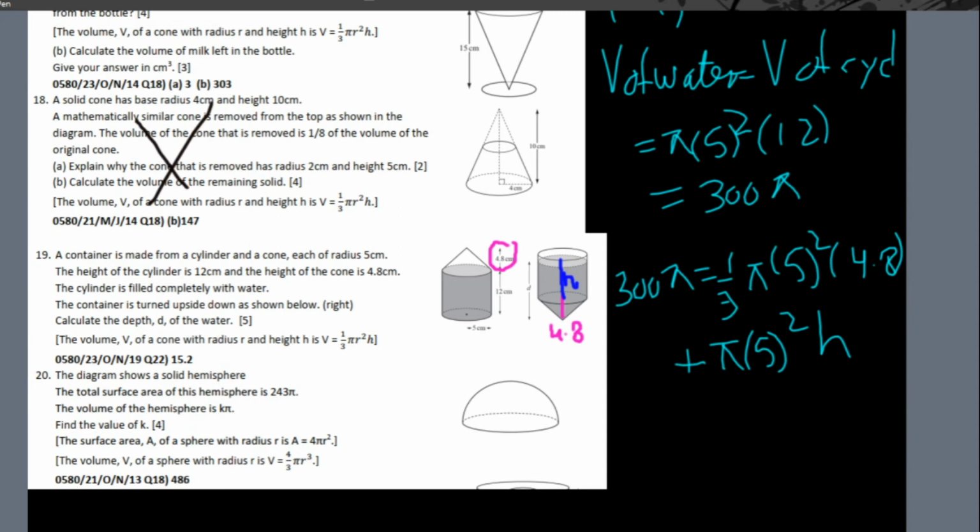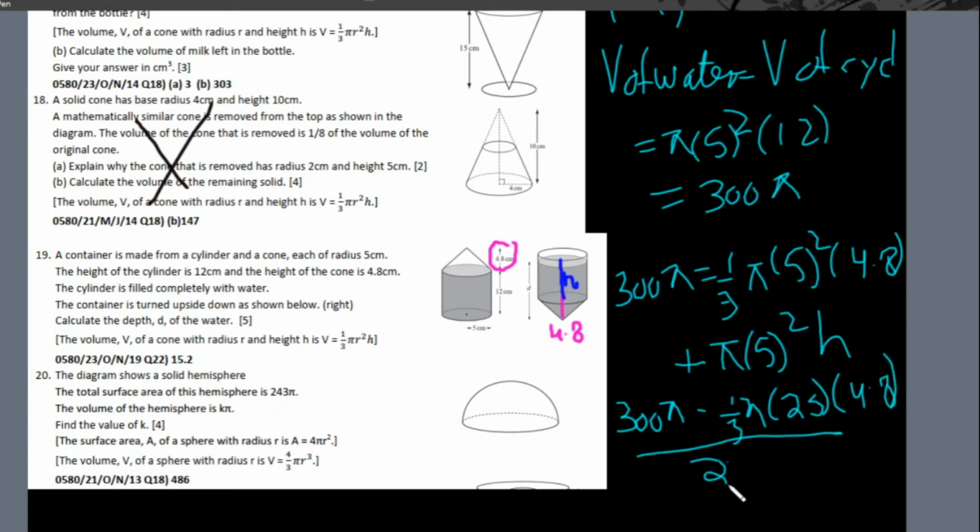So first subtract these values: 300 pi minus 1 over 3 pi 25 times 4.8, and then divide it by 25 pi to get the final answer. So this height comes out to be 10.4, and d will be 4.8 plus 10.4, which is 15.2.